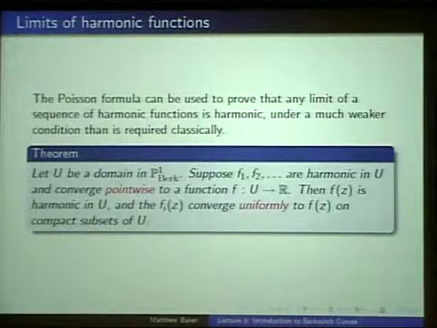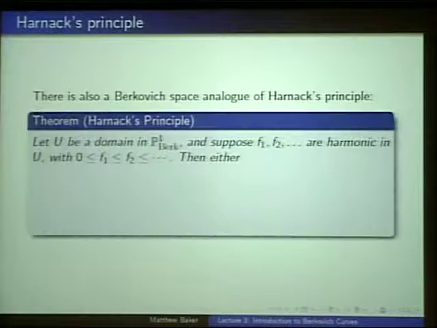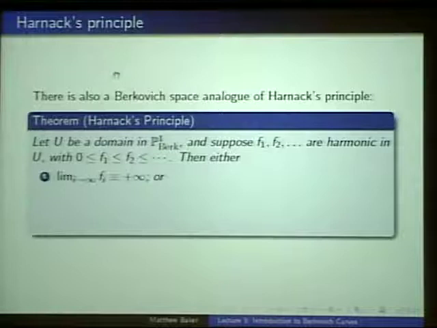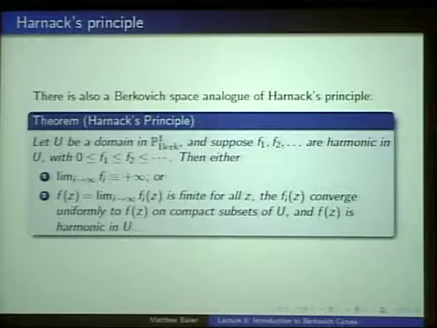There's also an analog of Harnack's principle. So if you have a domain and an increasing sequence of non-negative functions, which are each harmonic, then either the limit is plus infinity, or the limit is finite for all z, and the convergence is uniform on compact subsets. This is some analog of Harnack's principle, which is very useful in the classical theory of harmonic functions. So many things go over into the Berkovich context with these definitions, and they work like their classical counterparts.